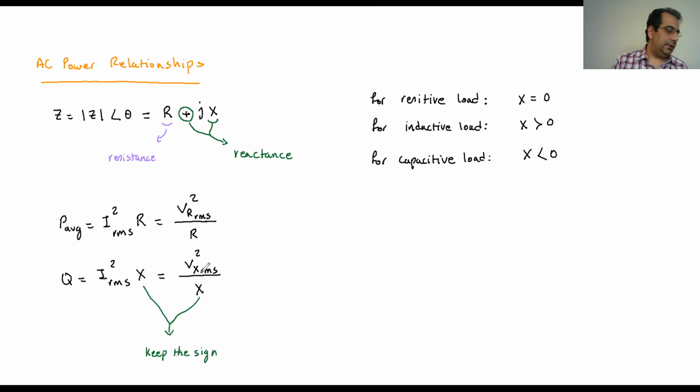If it is an inductor, it is going to be positive. If it is a capacitance, it is going to be negative. So the Q for the inductance is positive, and the Q for the capacitance is negative. The P average is always positive. So we can also use these two sets of equations to calculate the average or the reactive power as well.